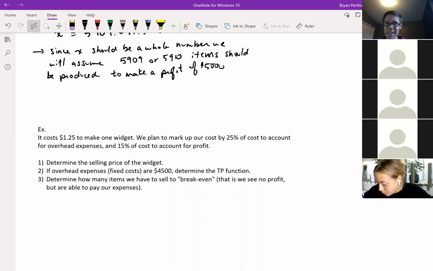And what we're going to do is take that cost and add some markups to it. So we're going to mark it up 25% of the cost for overhead expenses and mark it up 15% of the cost for profit. If that's the case, part one is asking us, is it possible to find the selling price of the widget? Alexander's given us the formula to use here inside the chat.